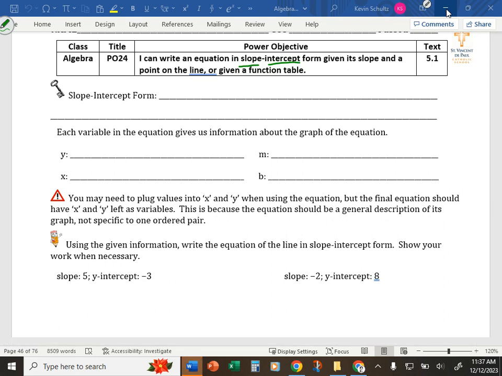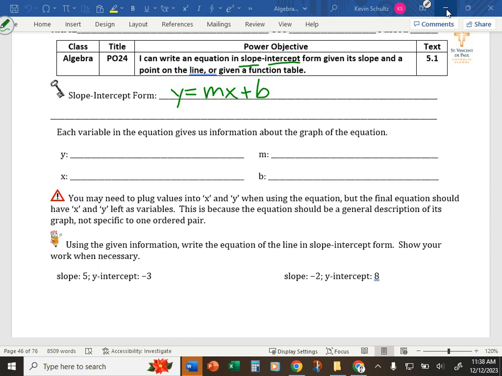Y equals mx plus b. That's the form, right? And so if you're writing it in y equals mx plus b, what information do you need? You need the slope, and you need the y-intercept, okay?